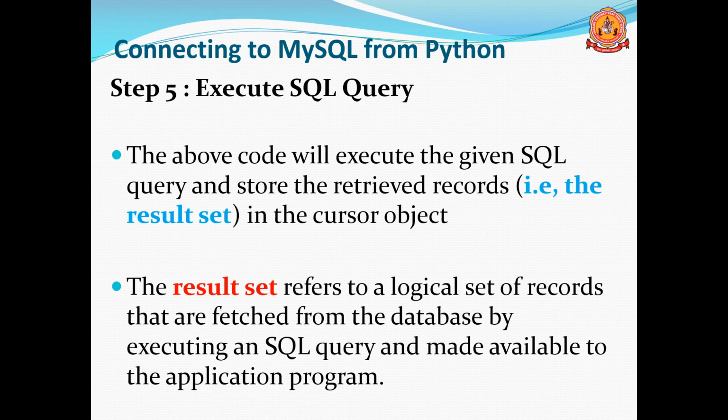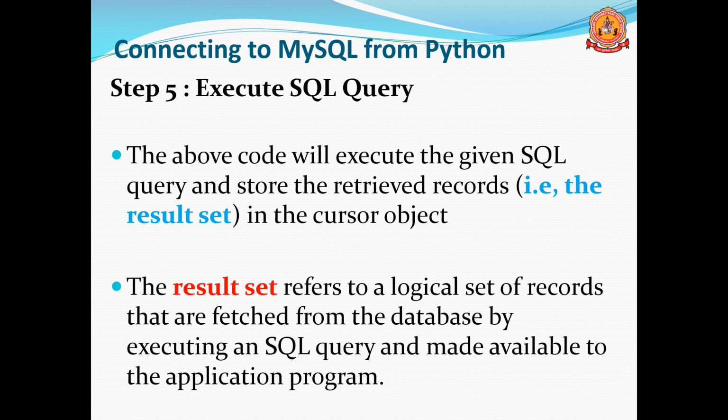The above code will execute the SQL query and store the retrieved records. Remember, whenever you retrieve data, that data will be stored in the cursor object. The data you retrieve is known as the result set. Here we are using the cursor object named cursor, so the data will be stored in it. The result set refers to a logical set of records fetched from the database by executing an SQL query and made available to the application program.